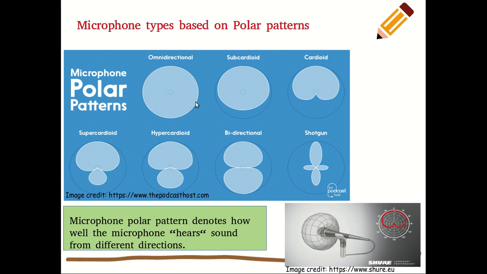So in this way, there are various microphone polar patterns which indicate the sensitivity of that mic for the incoming sound wave. There are various polar patterns: omnidirectional, subcardioid, cardioid, supercardioid, hypercardioid, bidirectional, shotgun and many more. So along with the material that converts the sound signals to electrical signals, the microphones are also classified in this way, depending on the polar patterns, or the sensitivity of the microphone for the incoming waves.